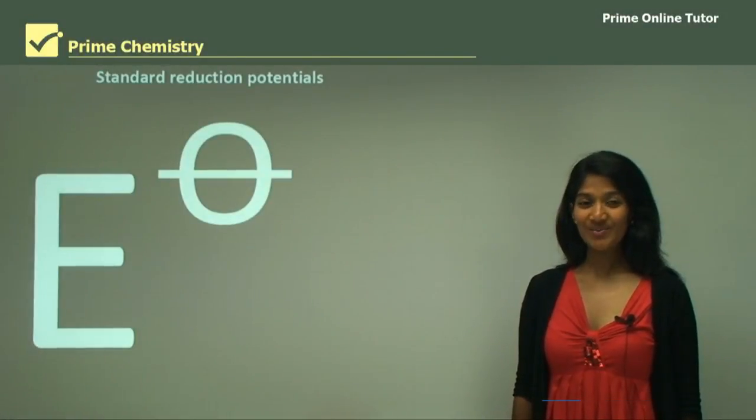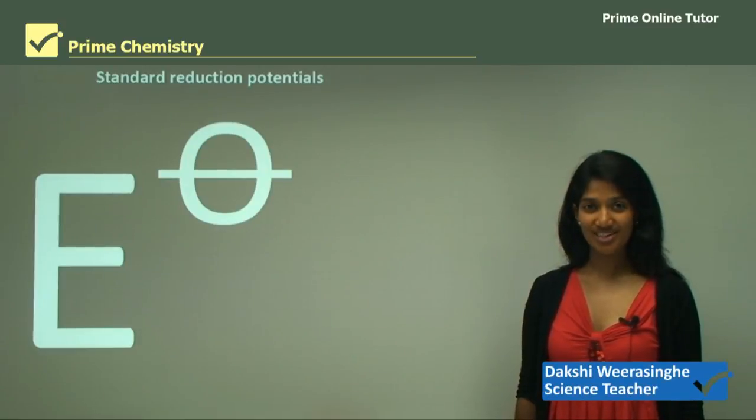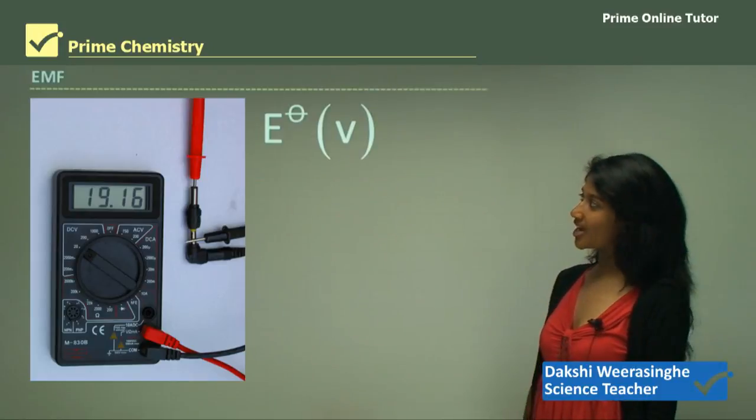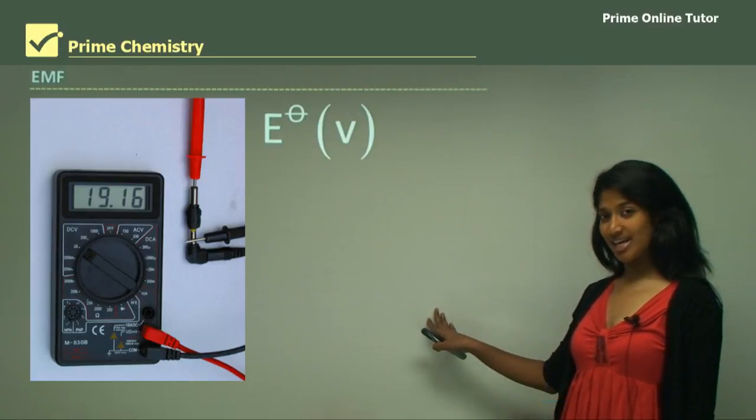Hello everyone, today we will be learning about standard reduction potentials, which is the third section of galvanic cells. Let us begin. First we will be learning about EMF.